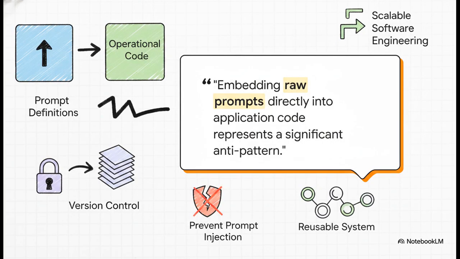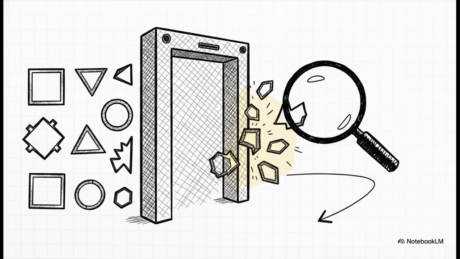As software engineers, we've got to remember this core principle. Embedding raw prompts directly into application code represents a significant anti-pattern that violates the separation of concerns. By decoupling your architecture, you improve version control, you prevent prompt injection, and you make your entire system significantly more reusable across different functions. So to achieve true type safety, modern architectures lean heavily on validation schemas.